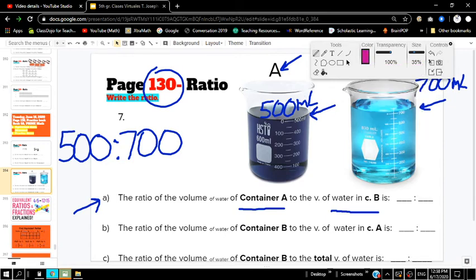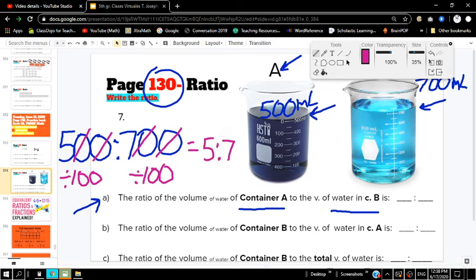What can we divide both numbers by? Well, we can divide both numbers by 100. If we divide 500 by 100, we're going to get 5. And if we divide 700 by the same number, 100, we're going to get 7. So our new ratio is 5 to 7. In other words, this is representative as 5, and this is 7. So our ratio is going to be 5 to 7.